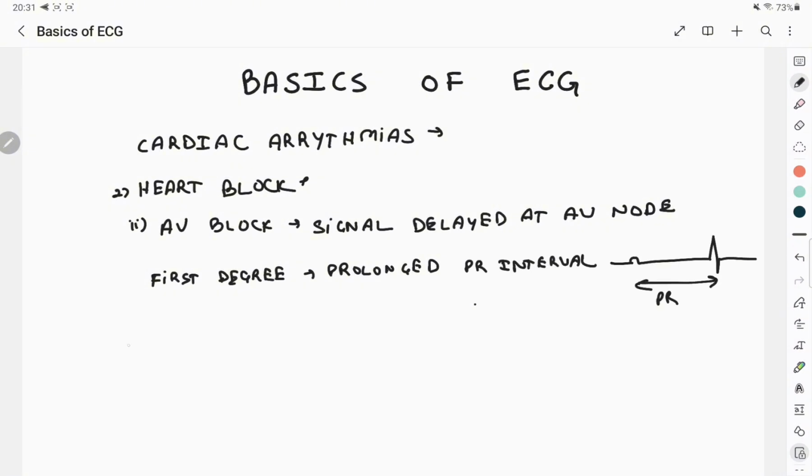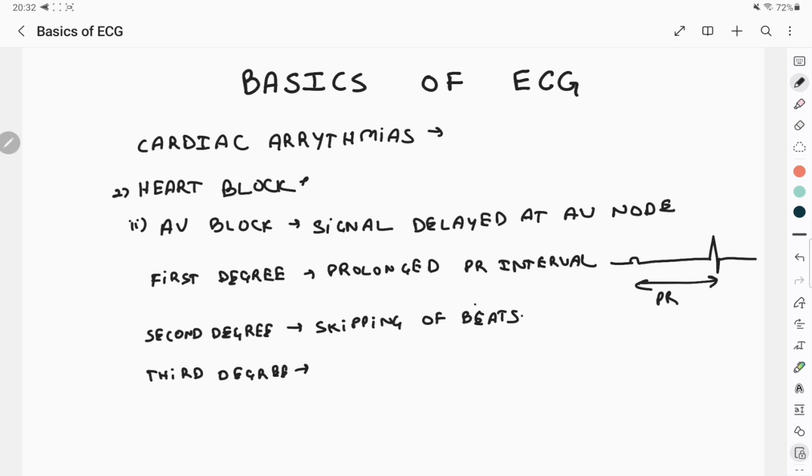In second degree AV block, the signal is delayed so much that it occasionally fails to pass entirely. You will see an atrial P wave on the graph without a following QRS complex. In third degree AV block, no signals pass through the AV bundle. The atria and ventricles become completely uncoupled. The atria beat at their normal rate of 100 beats per minute. The ventricles establish an independent backup rhythm of 15 to 40 beats per minute, driven by the Purkinje system. There is zero mathematical relationship between P wave and QRS complex.